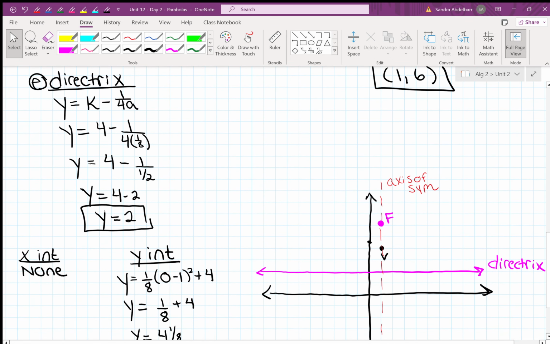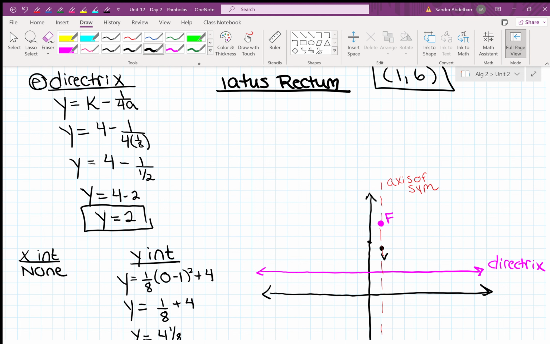The latus rectum. Why is the latus rectum important? It's going to tell us how wide this parabola is going to be. So I did forget that. Let's go back here and find that latus rectum. Okay, so this is the length of the latus rectum. It's going to be the absolute value of 1 over A units. So guys, tell me, this is 1 over 1/8, which is 8 units.